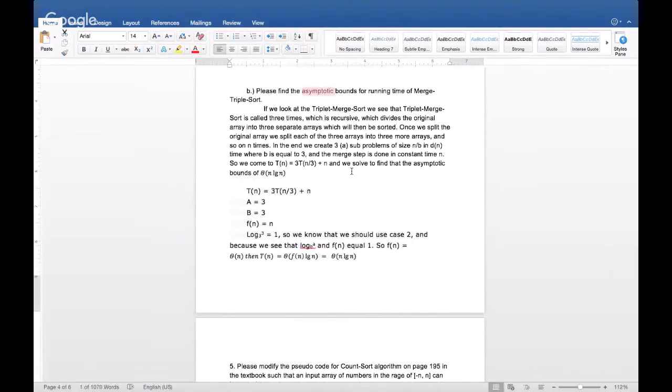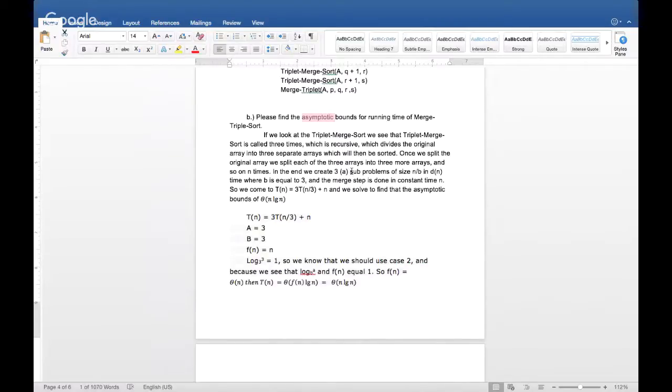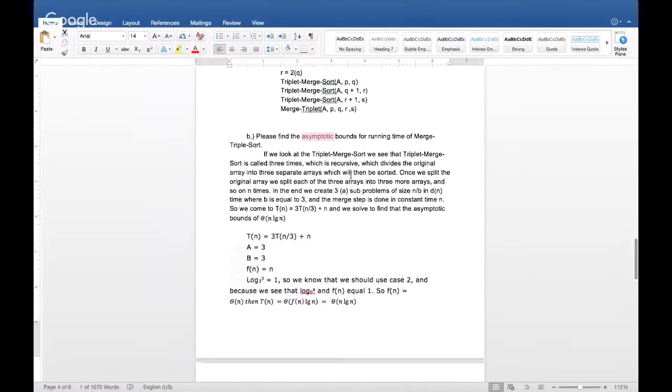So if we look at merge sort, we see that triple merge sort is called 3 times, which, I just wanted to point this out, is recursive and divides the array into 3 separate arrays, which would then be sorted. So once we split the original array, we split each of the 3 arrays into 3 more arrays and so forth, because it is recursive. So in the end, we end up creating 3 subproblems of size n/b in dn time, where b is equal to 3. And the merge step is done in constant time.